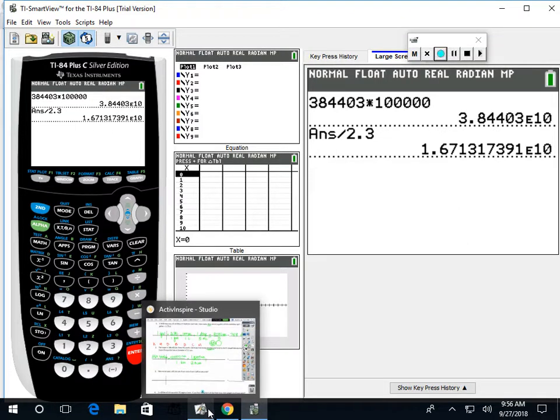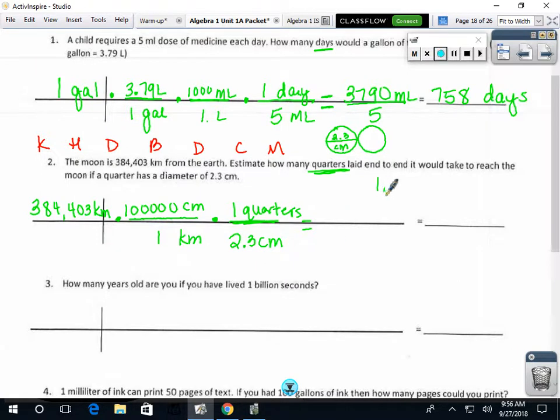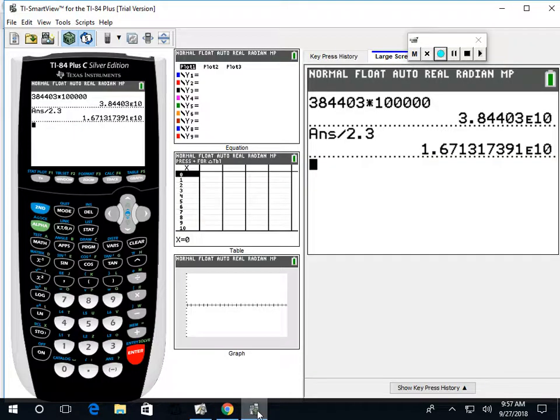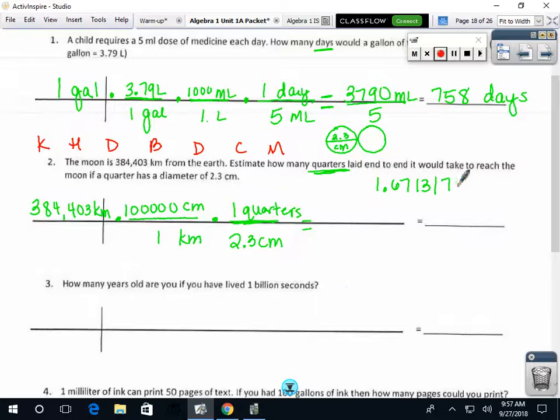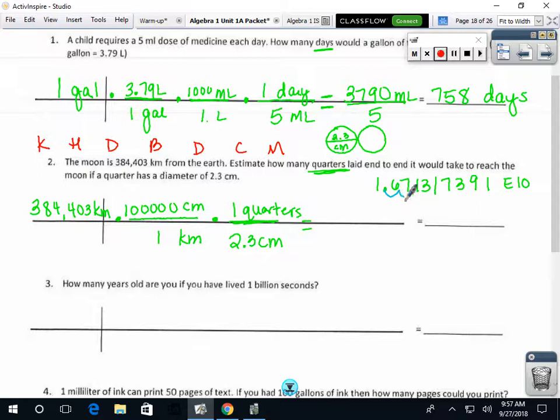So 1.67131 7391 E10. Okay, what this means is there should be 10 digits after the decimal point. So let's count it out. We have 1, 2, 3, 4, 5, 6, 7, 8, 9. There should be 10. So instead of writing this, I'm just going to add in the 10th digit.